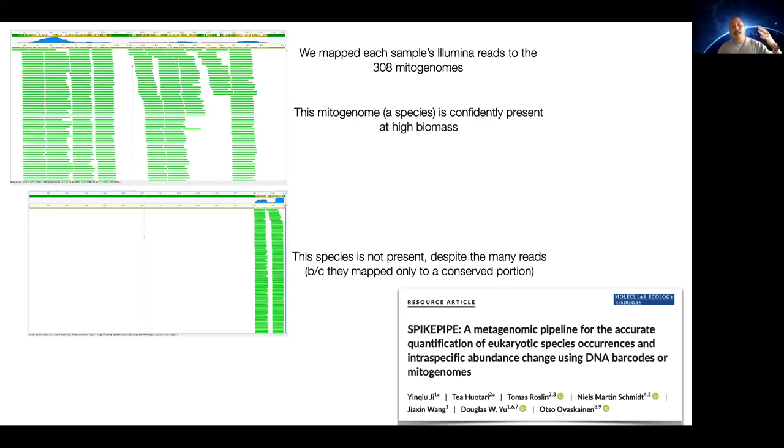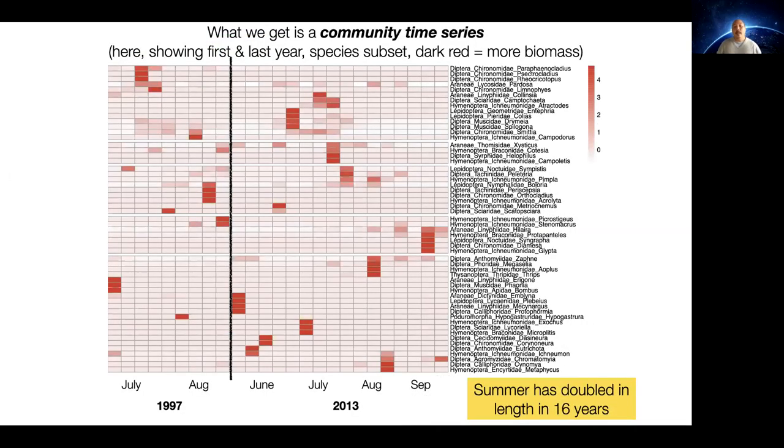And here's a species that has attracted a lot of reads, but we rule it out because it's only mapped to a small part of the genome. So it's probably a conserved site. So we can separate true positives from false positives, which is really important in this kind of work. That pipeline is published in Molecular Ecology Resources. And what you get in the end is a species by trap sample table. And what I'm showing you here is just a subset of those data.